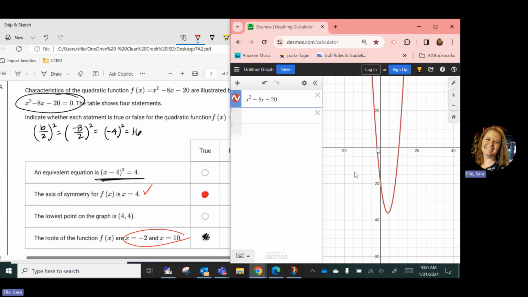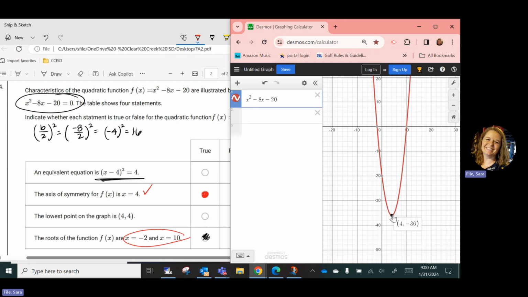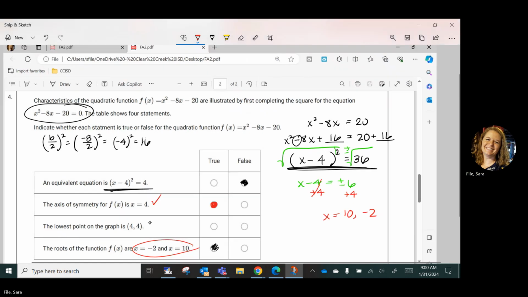I can see there's the x-intercept, so I could have gotten that that's true by looking at the graph. I can see that my axis of symmetry is where x equals 4. We can see that's the x value at the vertex. So I can see that that's true based on the graph. Now, that lowest point being at 4, 4, I can immediately see no, the lowest point's at 4, -36. Okay, so that was false.